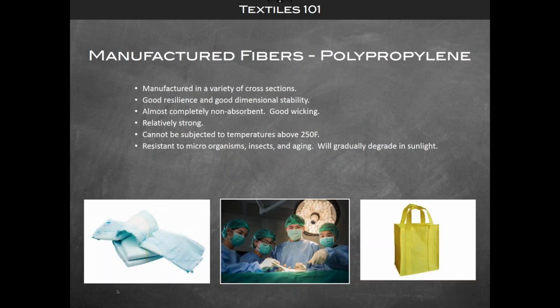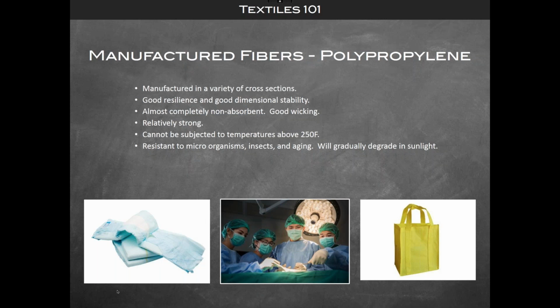Polypropylene is another example of a manufactured fiber. Polypropylene can be made in a variety of cross sections. It has very good resilience and good dimensional stability. It's almost completely non-absorbent. It has good wicking and it's relatively strong.